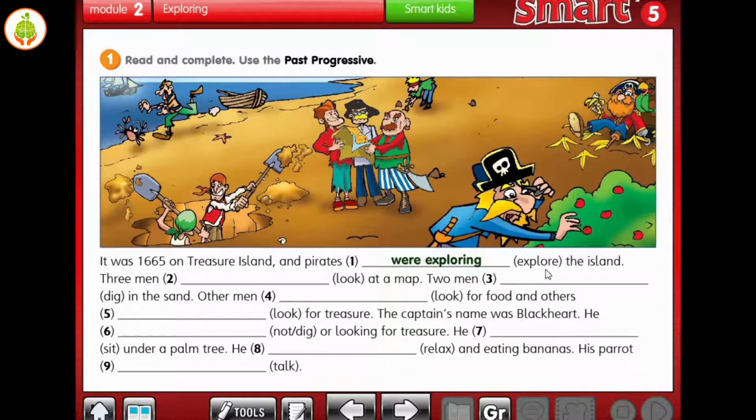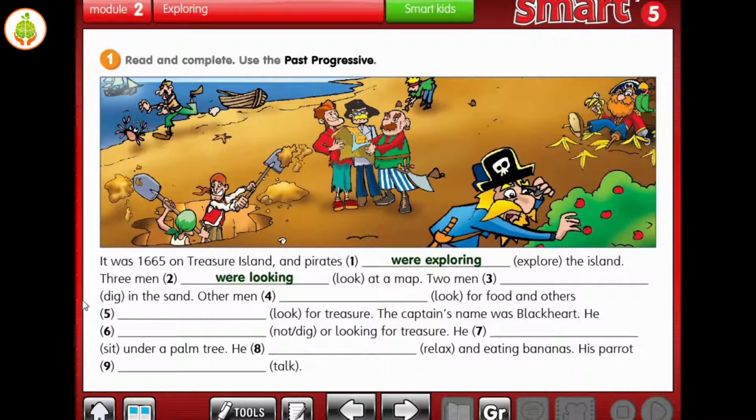Okay? Exploring the island. The S is silent. So it was 1665 on Treasure Island, and pirates were exploring the island. Three men. Okay, so these are three men. So that's plural, so also we're going to use were. Three men were looking at a map.